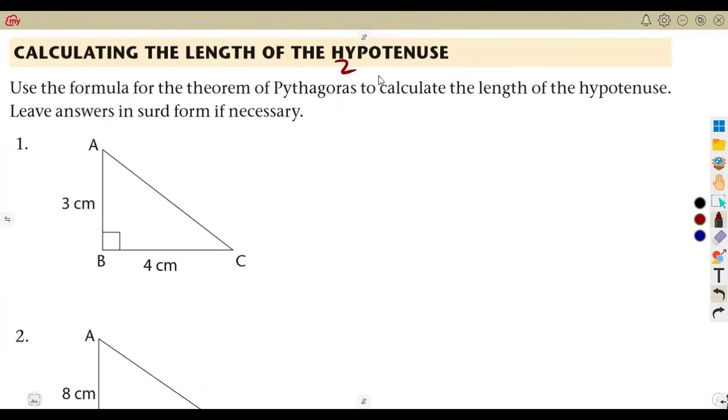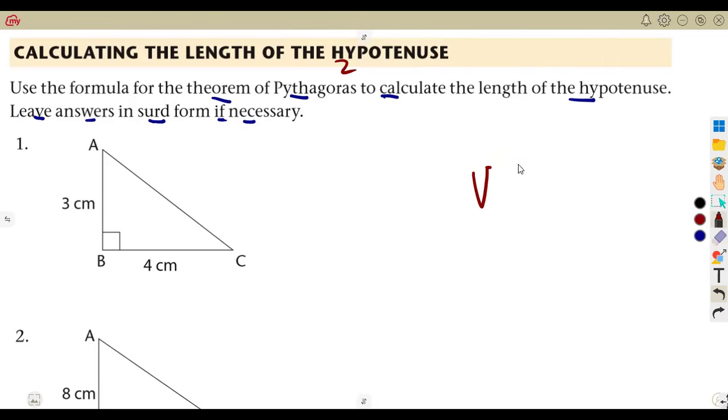Calculating the length of the hypotenuse on these questions we are given, use the formula for the theorem of Pythagoras. What are we supposed to do with that formula? To calculate the length of the hypotenuse, leave your answer in surd form if necessary. If necessary, that is where we cannot determine the square root of that number. Let's say the square root of 10. We do not know the square root of 10, so we can leave our answer under the square root. That is what they say.